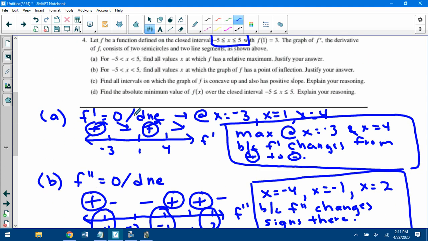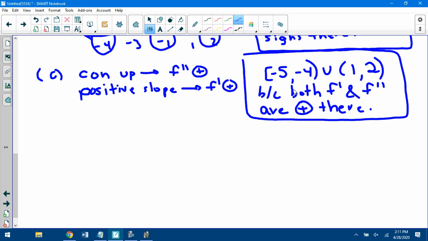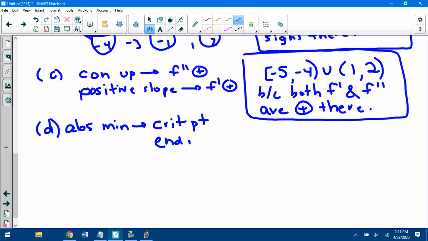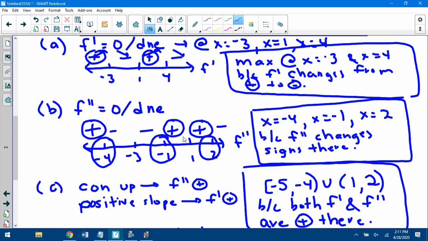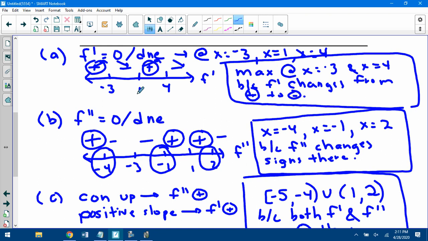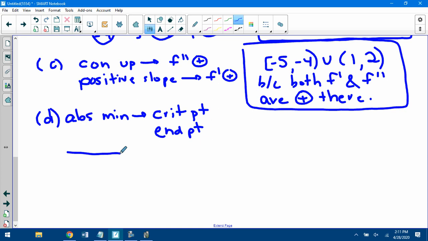Okay, finally, part D. Find the absolute minimum of f of x between -5 and 5. Okay, we've gone over this before. Where can absolute mins occur? They can occur at critical points or endpoints. So the only critical point where f prime equals 0 that was a min was 1, because -3 and 4 were maxes. So if I'm looking for an absolute min, I don't need to worry about -3 and 4 because they're not mins, but 1 is potential. So I got to check that. So we're going to make a table. Now check 1 and the endpoints, which were -5 and 5.